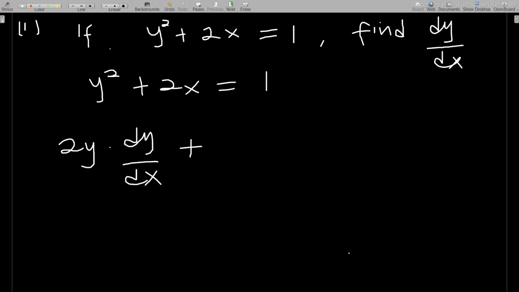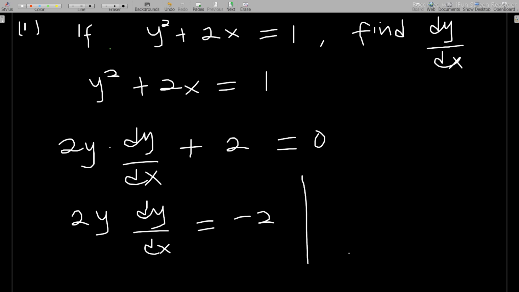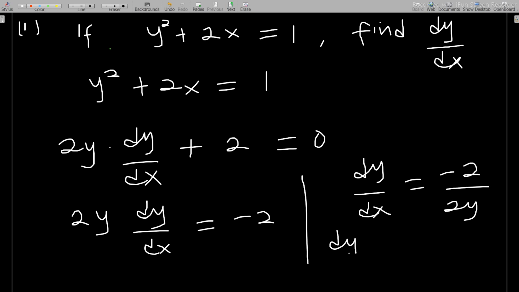Plus, then I differentiate 2x with respect to x, because we are differentiating every term with respect to x. I'll get 2, equals, then I differentiate the 1 with respect to x, and that is a constant, so I get 0. So I'll have 2y dy dx is equal to -2. So if I make dy dx the subject, dy dx is equal to -2 over 2y, which means dy dx is equal to -1 over y.